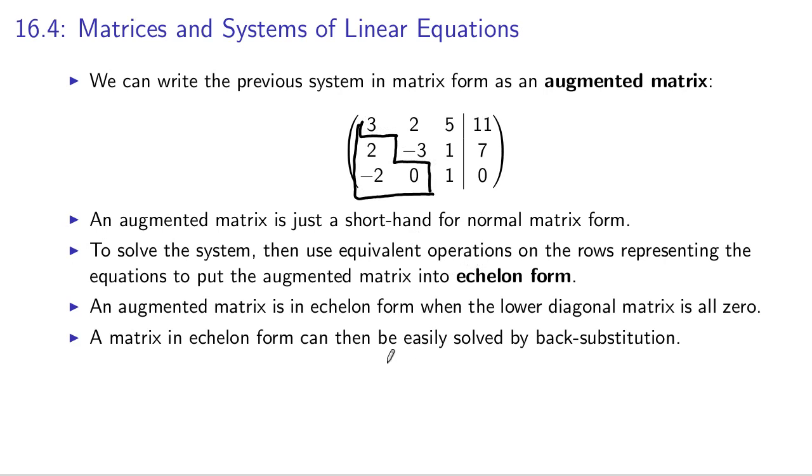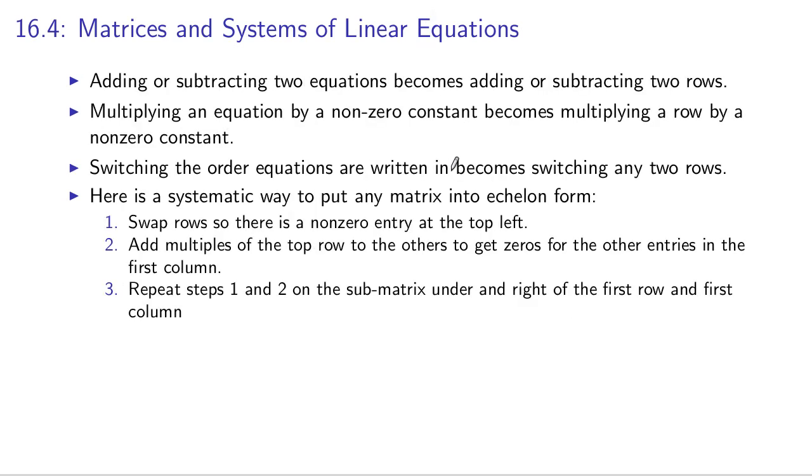A matrix that is in echelon form can be easily solved by back substitution, because suppose those were 0, then we would know 1 times z equals 0. So that would tell us z equals 0. And we can back substitute to find all of the answers. And this is similar to solving by substitution or elimination, like we studied when we studied systems of equations.